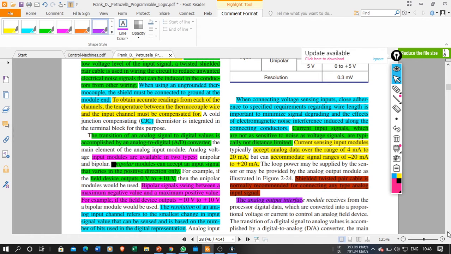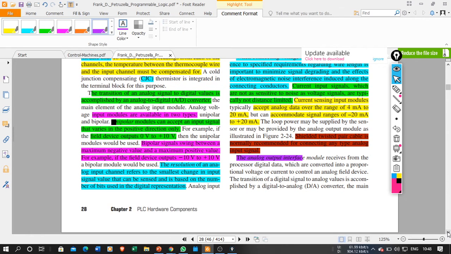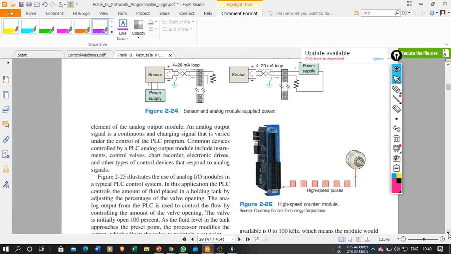The analog output module interface receives digital data from the processor. When it receives the digital data, and if the devices connected to the output are analog, then I need to use the digital to analog converter. So we need to convert the digital signal into an analog signal with the help of a digital to analog converter, the main element of this analog output module. The sensor analog module supplies power; how it supplies the power was given in the figure.